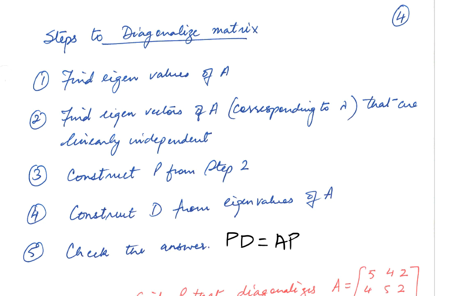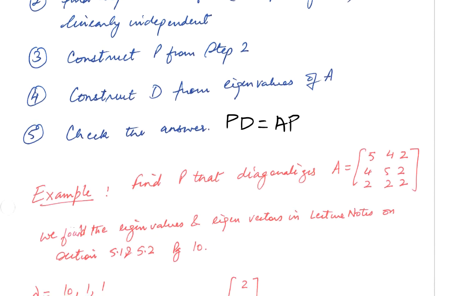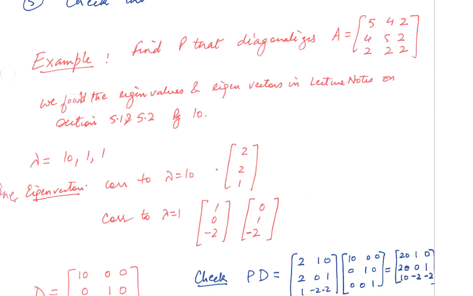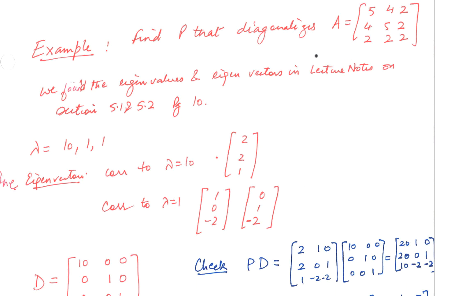So let's look at a 3 by 3 matrix, and we would like to diagonalize this matrix A, or find a P which diagonalizes A. So that's how the questions are. Now this again is a matrix which I had done earlier in section 5-2, and you just need to go back and look at those notes.